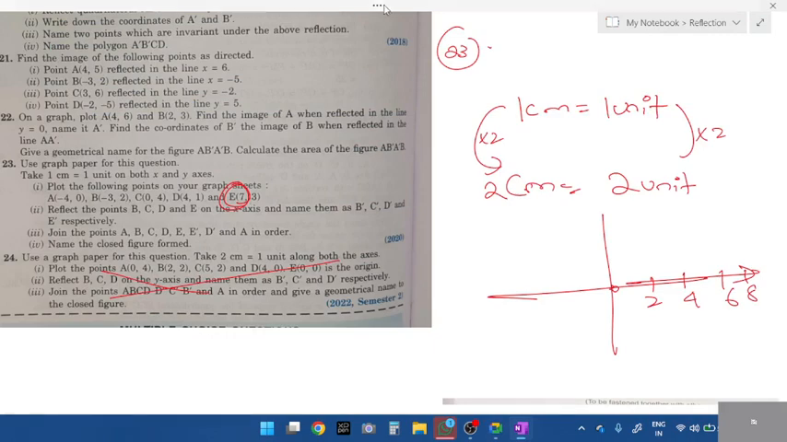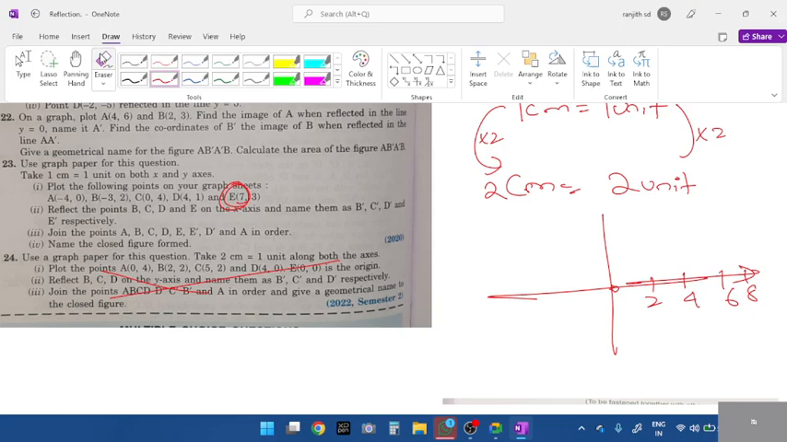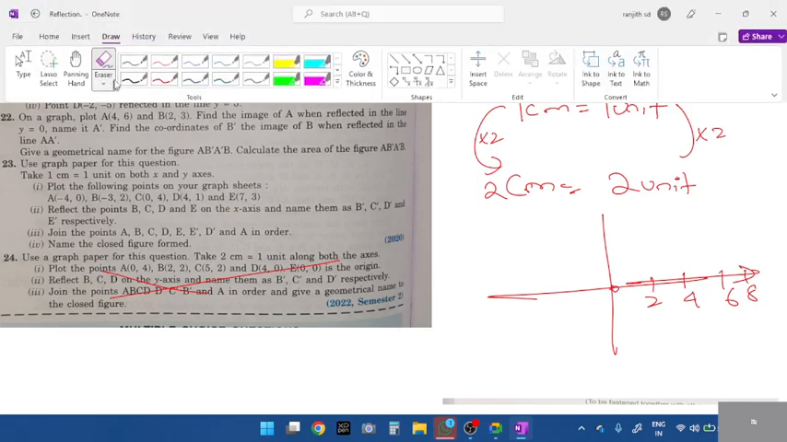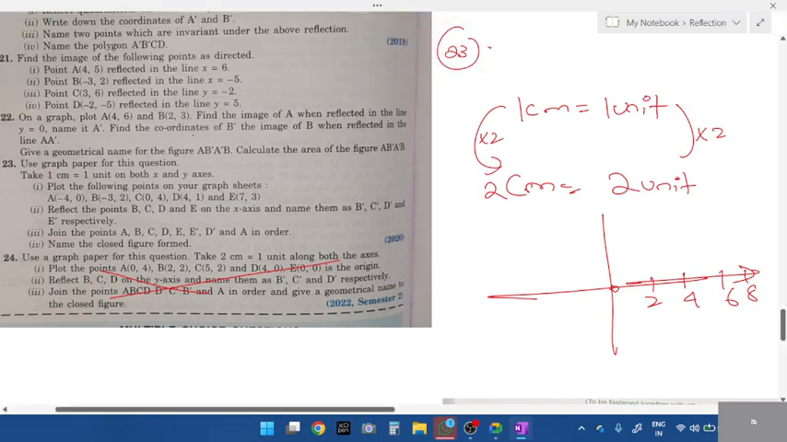Oh. Construct, draw a graph, students. Take a graph. So they've given 1 centimeter. You have a 2 centimeter graph. So multiply both sides by 2. Take 2 centimeters equals 2 units.